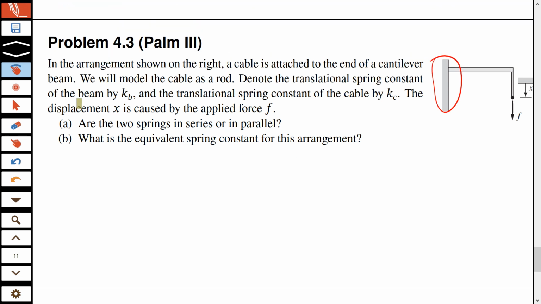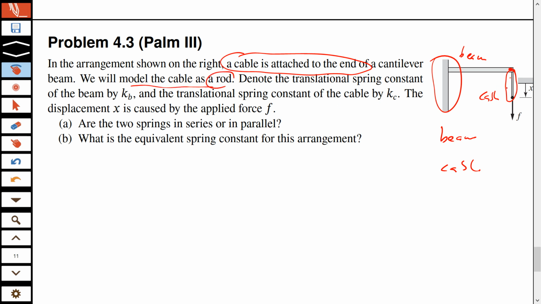Now this is your beam. But you have a cable attached to the end of the beam. तो ये जो free end है वहां पे आपने एक cable show किया हुआ है, तो ये आपका cable है. So basically you have two bodies, you have a beam and a cable, और cable beam के एक free end से connected है. Now we will model the cable as a rod.